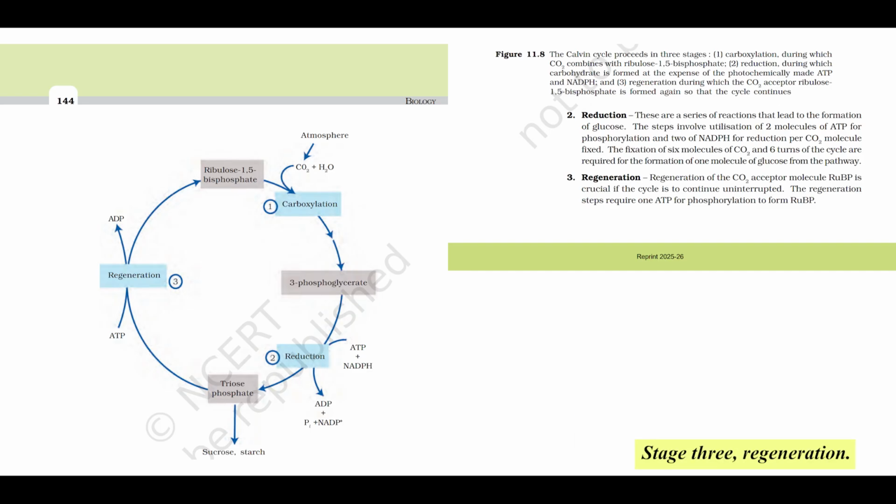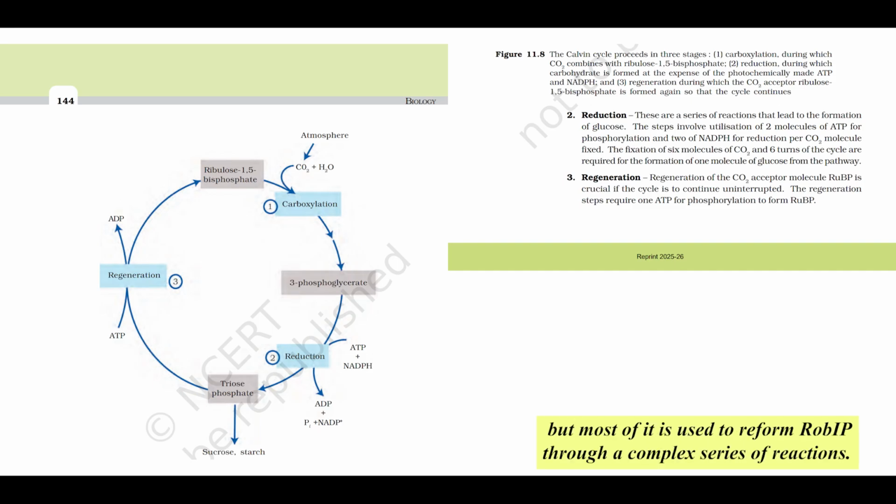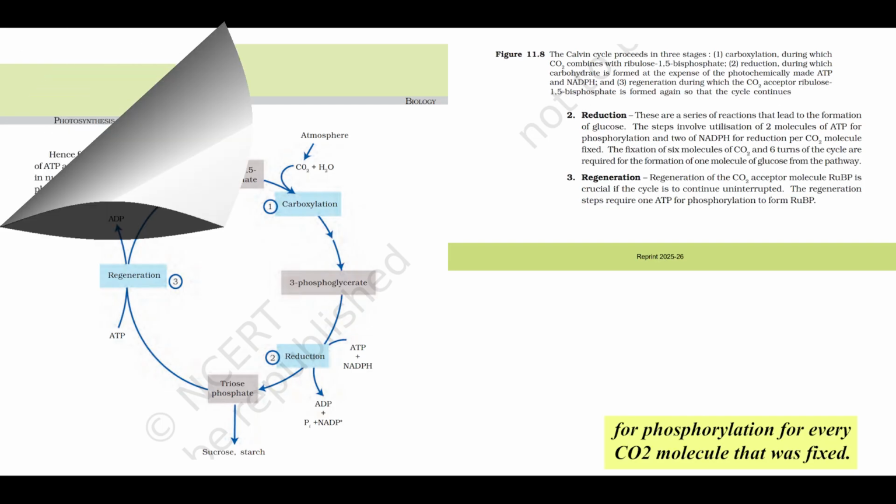Stage 3, regeneration. This final stage is absolutely critical. For the cycle to continue, the starting molecule, the CO2 acceptor, RuBP, must be regenerated from the G3P molecules produced in the reduction phase. Some of the G3P goes towards making glucose or other sugars, but most of it is used to reform RuBP through a complex series of reactions. This regeneration process also requires energy. It consumes an additional 1 molecule of ATP for phosphorylation for every CO2 molecule that was fixed.